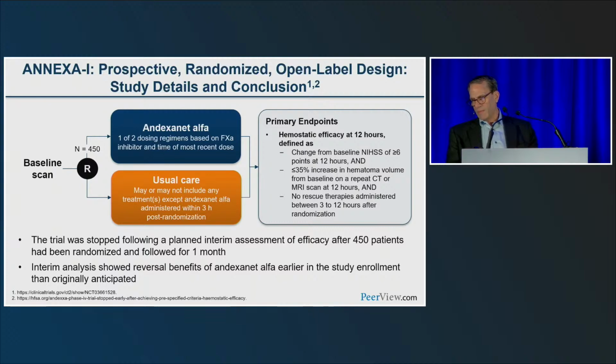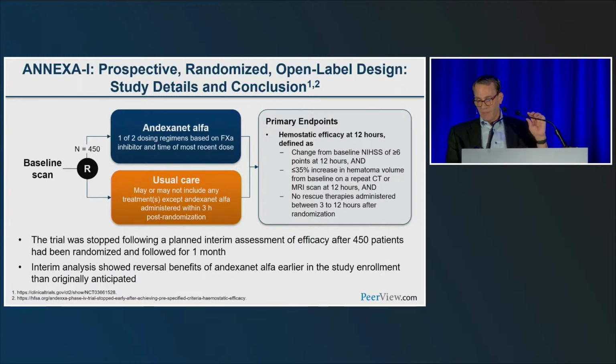And also, these endpoints of large changes in NIH stroke scale and hematoma volume as surrogate endpoints, these are fairly well validated for a one-dose drug in the setting of a reversal trial, and coming out of all the precedent in the reversal trials from Kcentra through idarucizumab and the Anexa-4, these were the endpoints used. And also, of course, if you use rescue therapies, that would be a failure of hemostatic efficacy as well. So these are the endpoints.